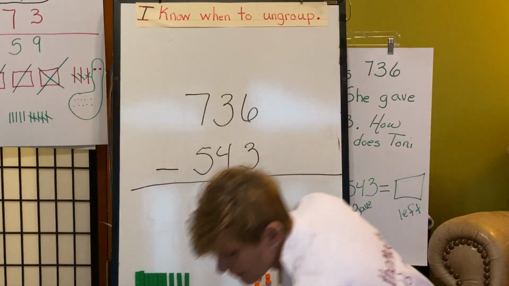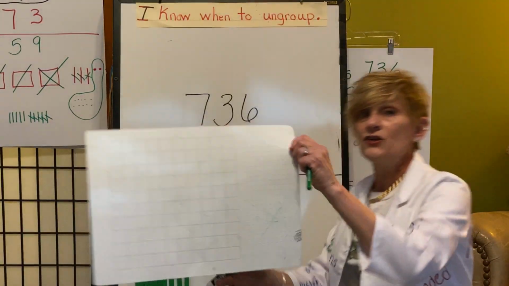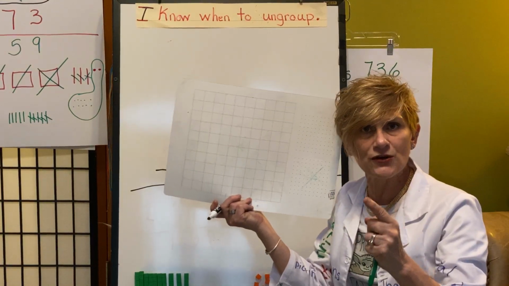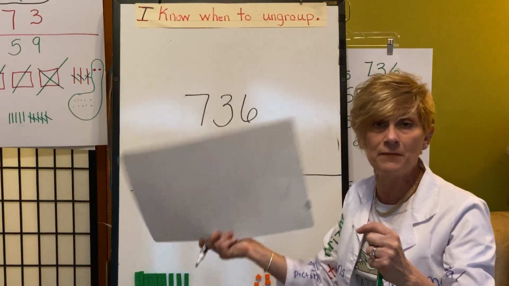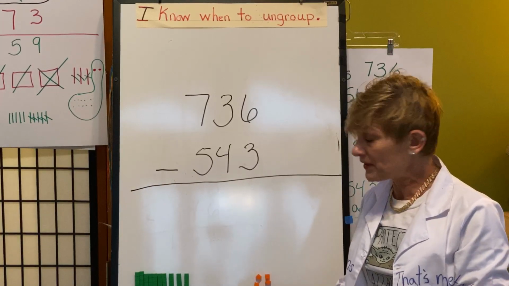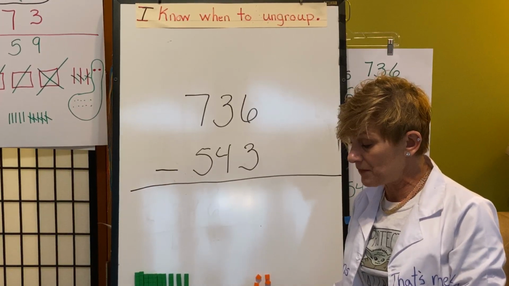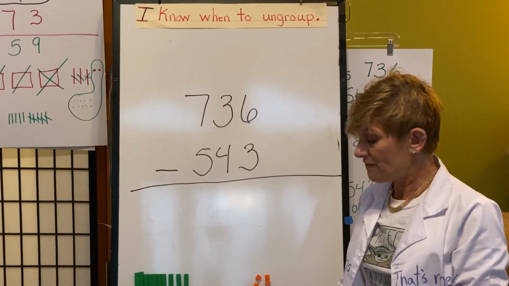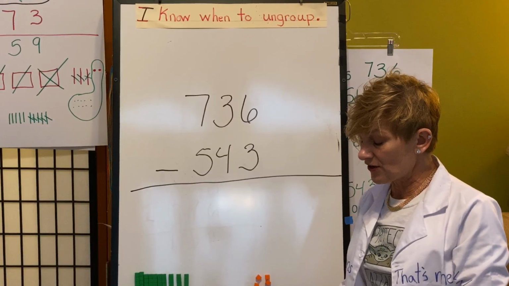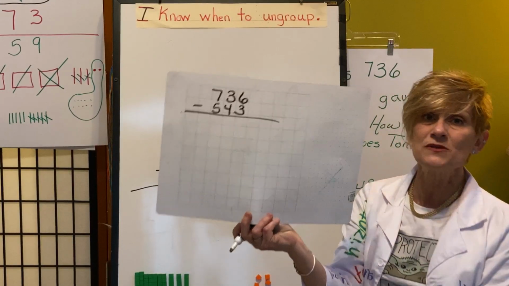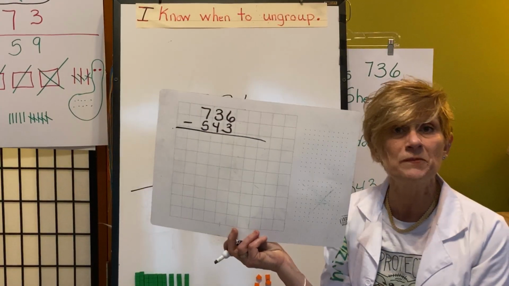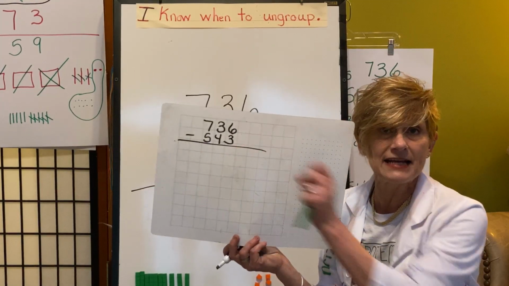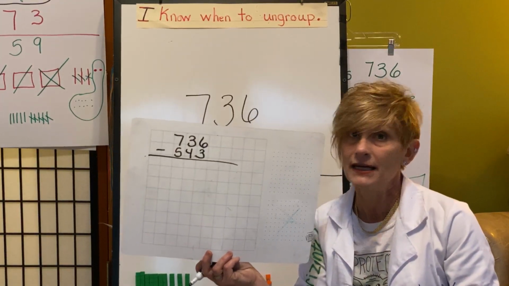If you look on the back of your whiteboards, you'll notice that there are squares. Sometimes boys and girls will use those to help them keep their numbers in their place values. For example, 736, 543. Sometimes friends will use this back board to help them keep themselves organized. This is being organized with your place value. It's important.